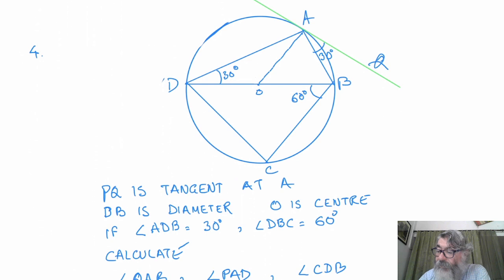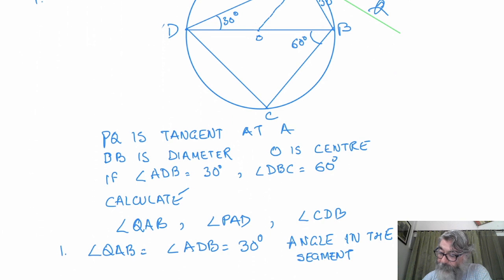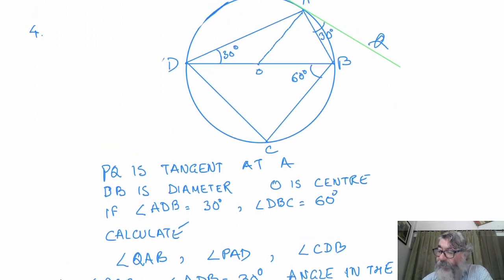Now similarly we can calculate this also. Please just understand one thing: what will be the value of angle DAB? Angle DAB will be 90 degree. Why? Because DB is diameter. Angle in a semicircle is always a right angle. So angle DAB is 90 degree.